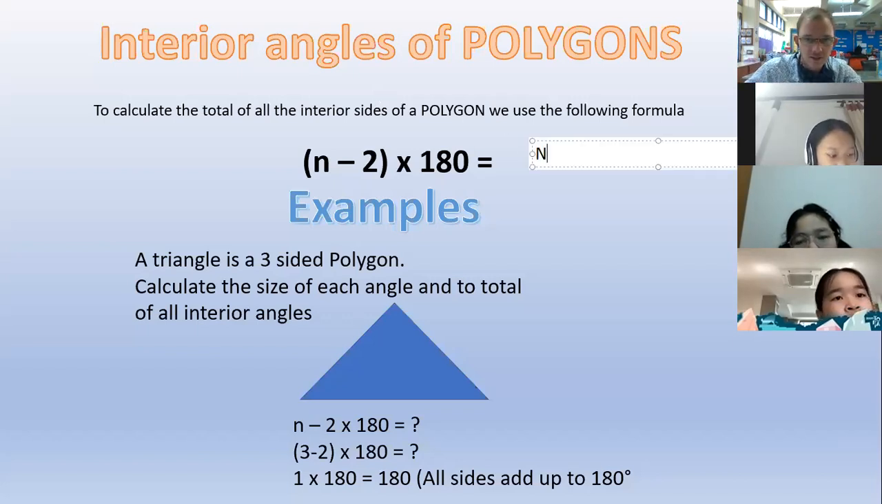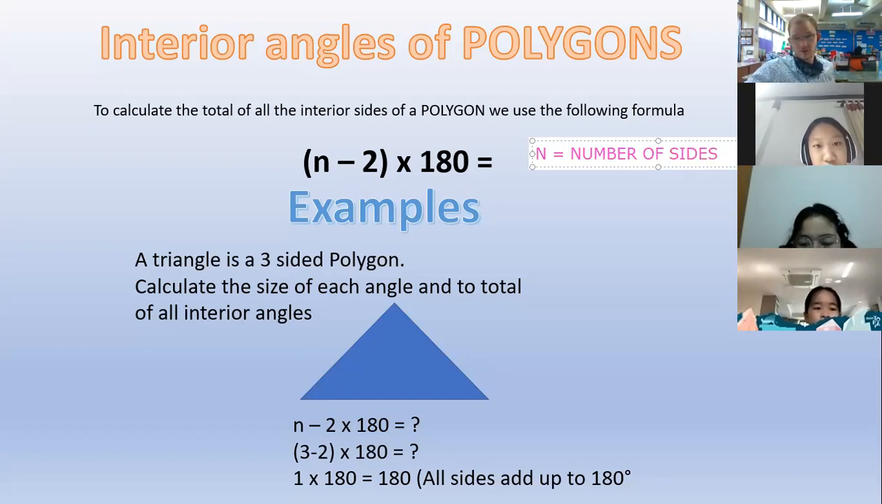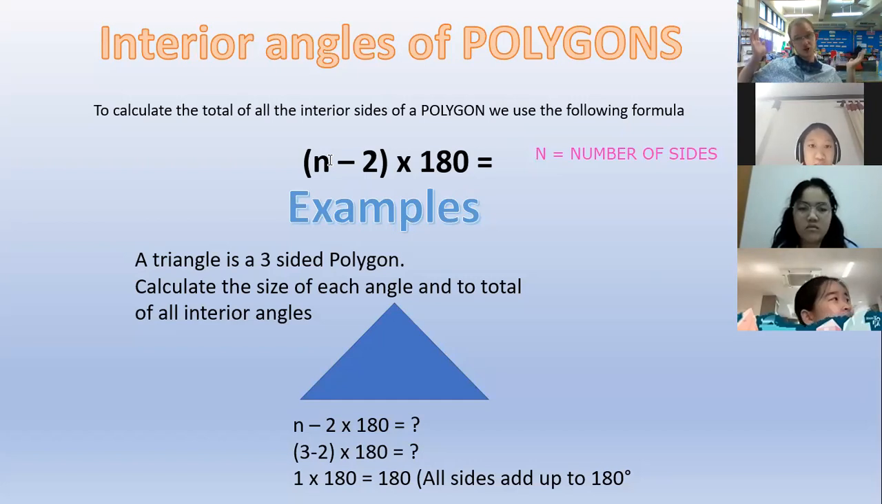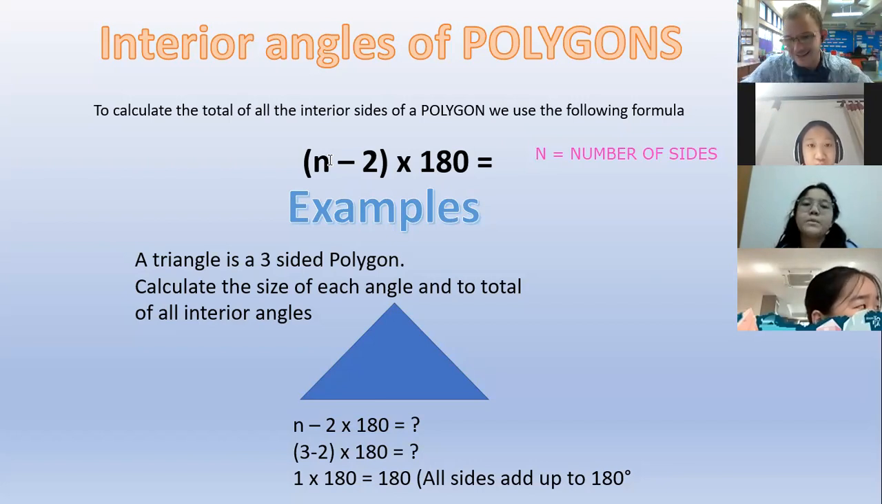So you can write to yourself in your book in big, beautiful, bold colors: n equals number of sides. Very important, because if you don't know what n stands for, how are you going to solve the problem? It's not possible. So now we know the formula. Can we use it?